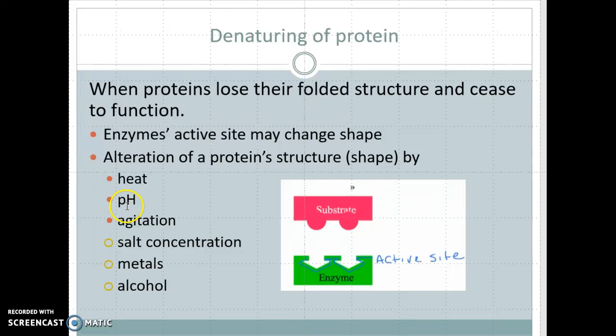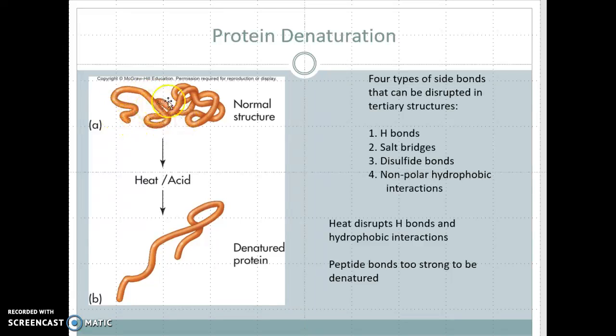pH, if you just add a little acid, a little base, it can break down the amino acid structure. Just agitating, again back to egg whites, by just whipping egg whites without even cooking them, you can change the whole shape. Adding salt, metals, alcohol, all these things can affect the bonds so that this normal structure can become a totally different structure. Even though the amino acid chain stays together, this three-dimensional structure can easily be disrupted, and that's called protein denaturation, just to remind ourselves of that.